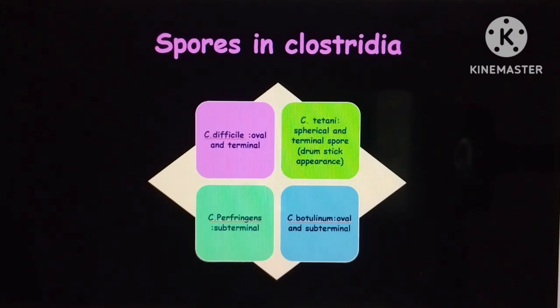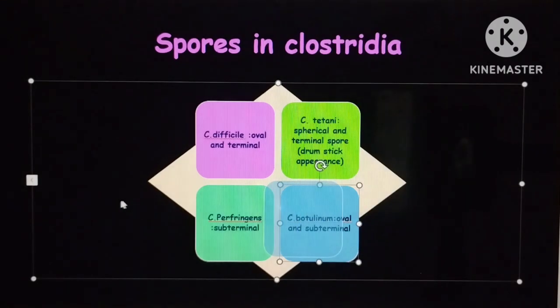Friends, see here, botulinum has an O, so you can remember it is oval. These two, botulinum and perfringens, B and P, both have subterminal spores. And you know tetani has a drumstick appearance.